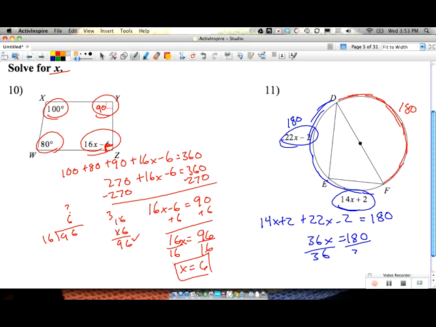So there's the algebra. There's the work. Remember to pause the video if you ever need. I'm moving forward. Find the measurement in each parallelogram. Alright, so this is a parallelogram.